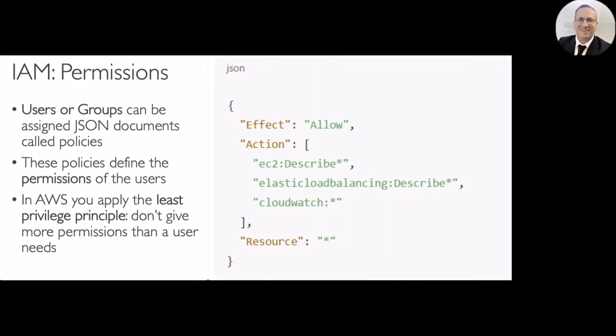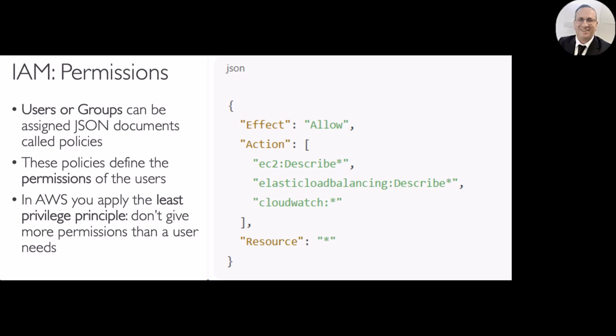Here, we have Effect: Allow, Action: EC2 Describe, Elastic Load Balancing Describe, CloudWatch, Resource. This policy allows users to access EC2, Elastic Load Balancing, and CloudWatch services with specific actions. Don't worry, you don't need to be a programmer to write policies. The structure is straightforward and almost like plain English.